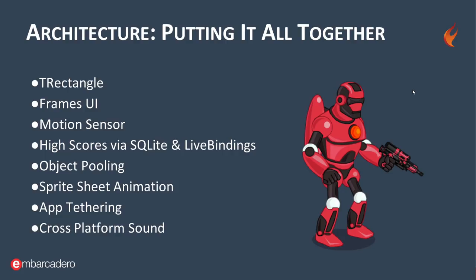The architecture and framework features we will be using are T-Rectangle as an image container, using frames for UI, utilizing the motion sensor, saving high scores using SQLite and live bindings, simple object pooling, sprite sheet animation, app tethering, and cross-platform sound. The games are built using a rapid application development style designed for fast iteration and quick time to market.